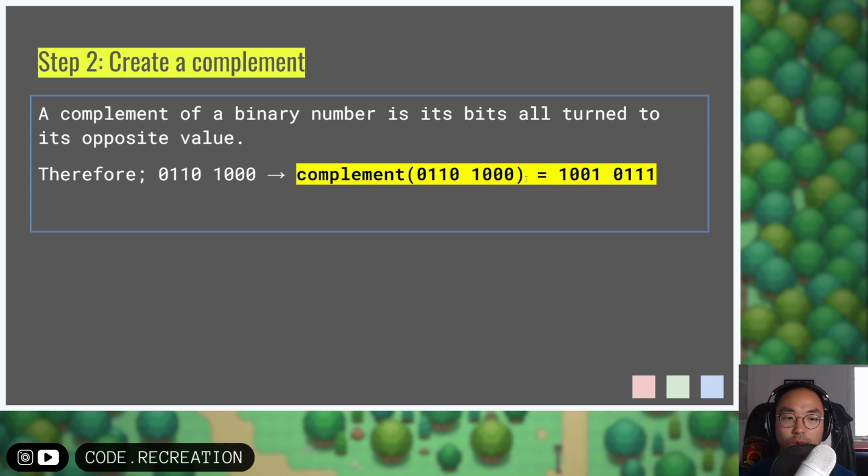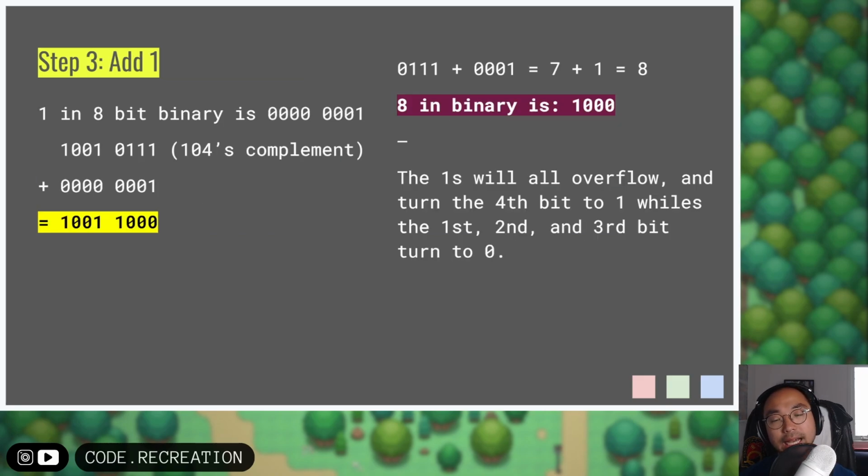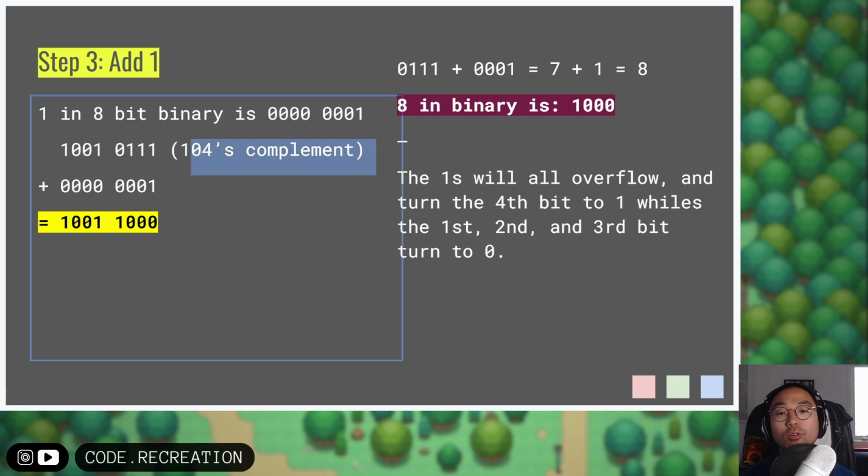Now, we have done step 1 and step 2. At this moment, we're going to take the value of our complement and add 1. So 10010111 is 104's complement.